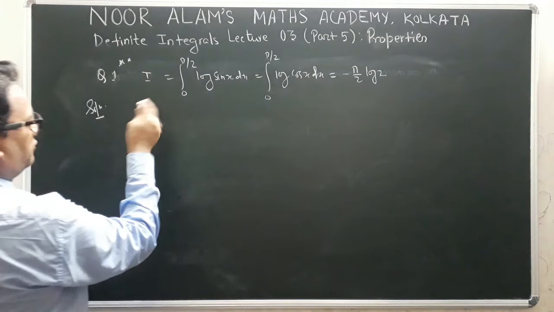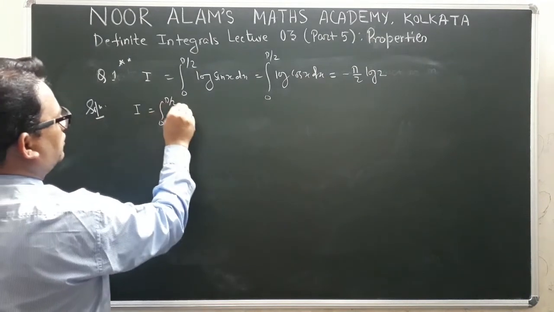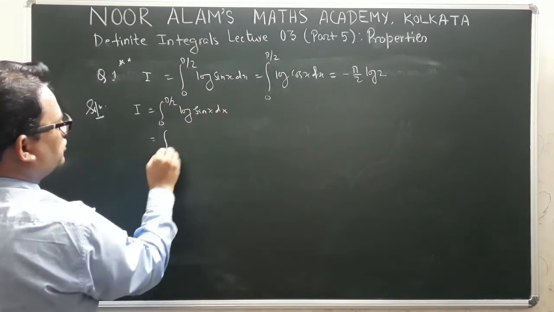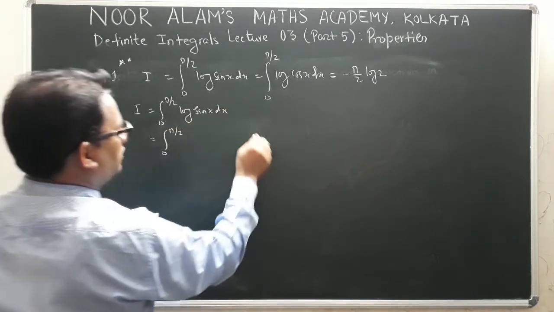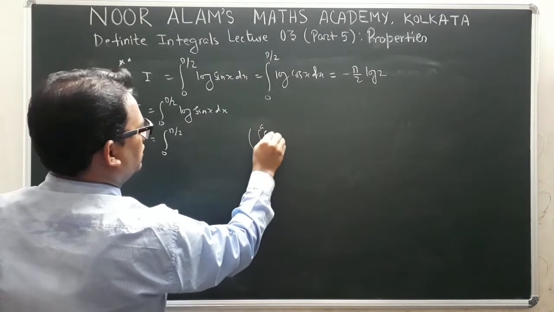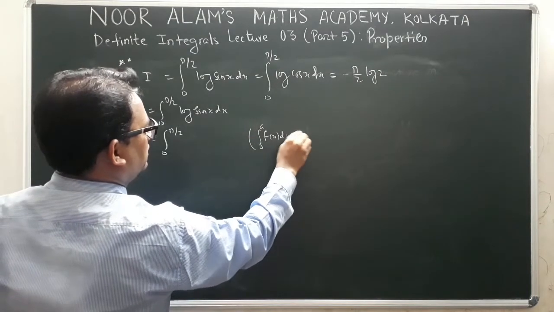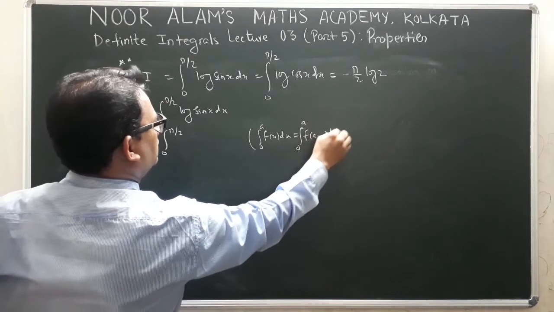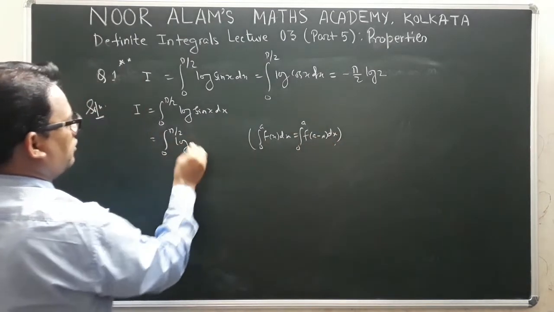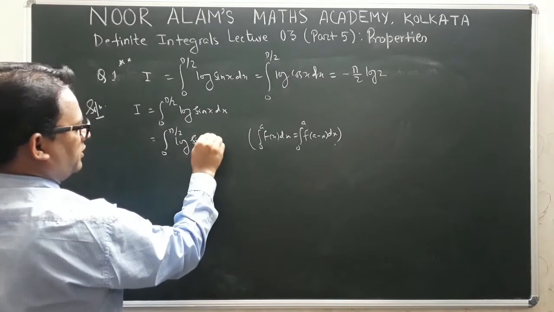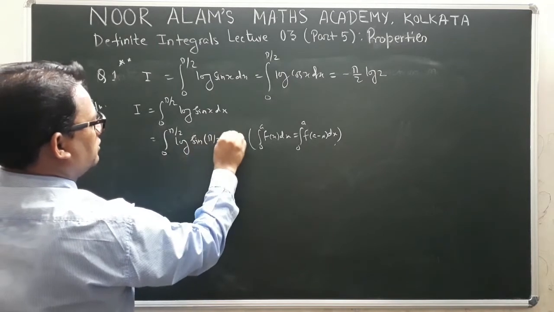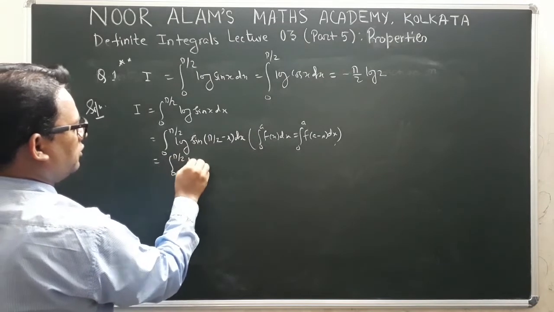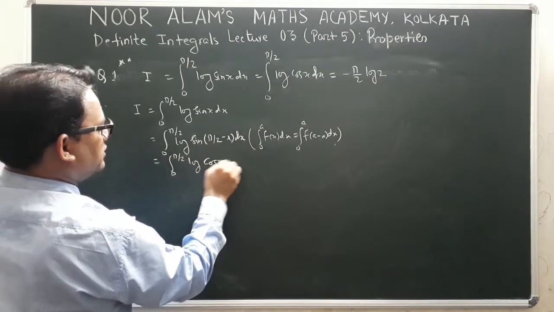Now we can write I is equal to the integral from 0 to pi by 2 of log of sin x dx. Now we use one property, that the integral from 0 to a of f of x dx can be written as the integral from 0 to a of f of a minus x dx, which can be written as log of sin of pi by 2 minus x dx. So what we have is the integral from 0 to pi by 2 of log of sin of pi by 2 minus x, which is cos x, dx.